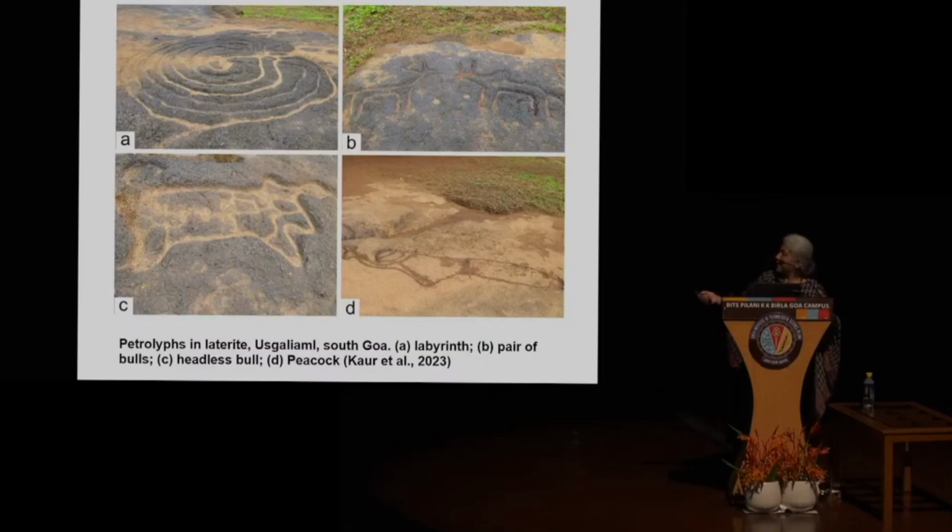So you can see some engravings, that is, a labyrinth, a pair of bulls, a headless bull, and a peacock. So this was the expression of the people during those times. Otherwise, we would have never known. And this labyrinth is also reported from different parts of the world.